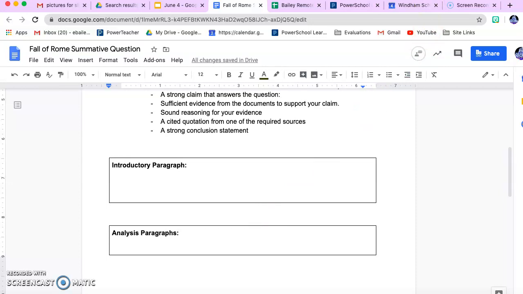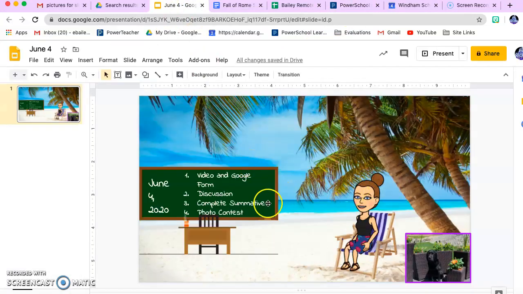Keep in mind that we do not have much school time left, so late work really can't happen because we don't have time for you to make it up. All right, so make sure that you stay on track today. Use your time wisely. Hand in your summative. Everything else that you need will be in the virtual classroom.